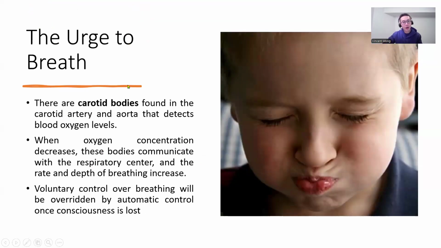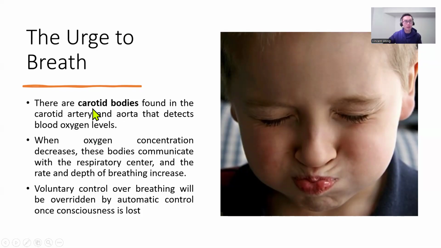Now, there are other sensors in the body. They are called carotid bodies. You might or might not remember you have a carotid artery that goes up to your brain. Within those arteries, as well as the aorta, you have these carotid bodies. The carotid bodies are there to detect oxygen levels.